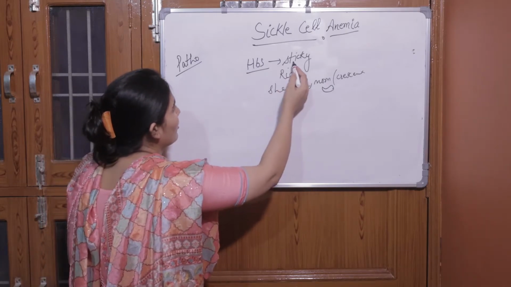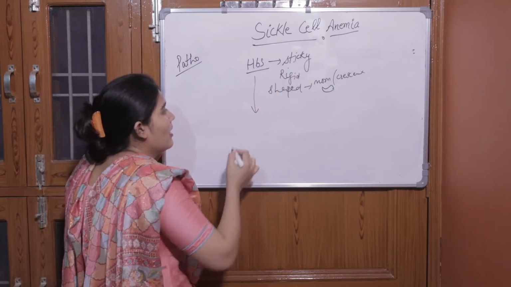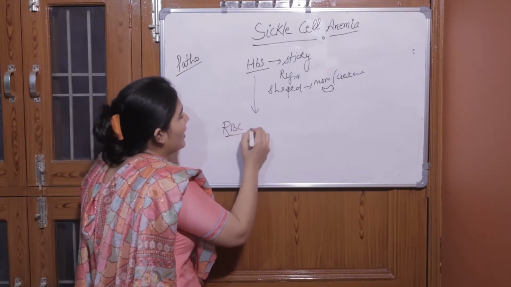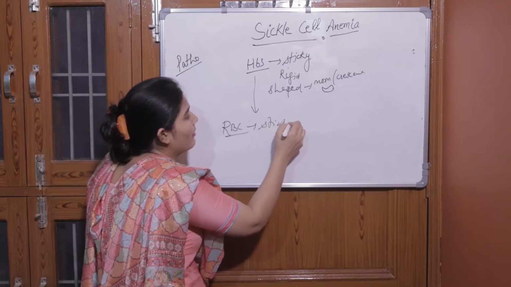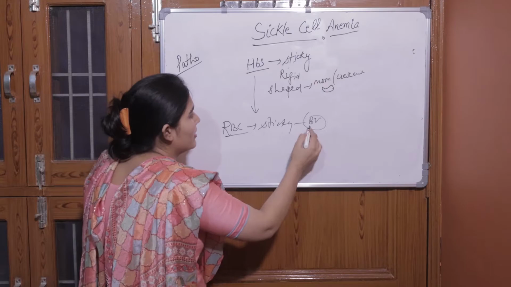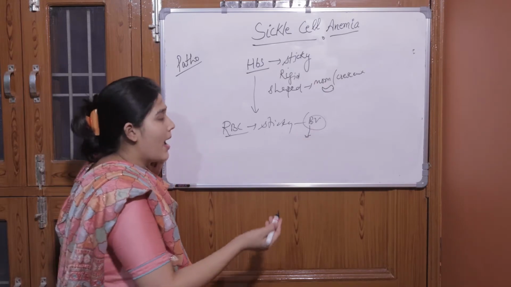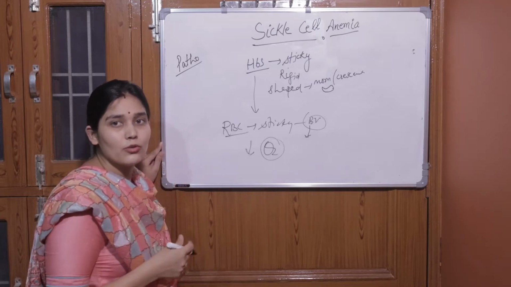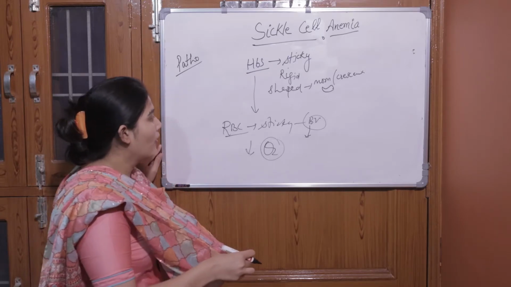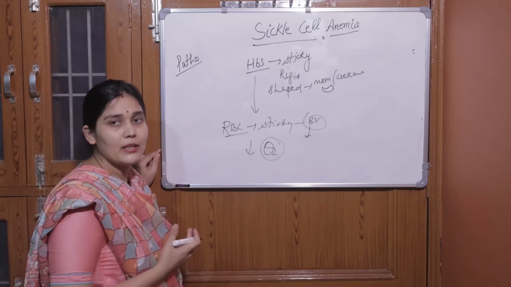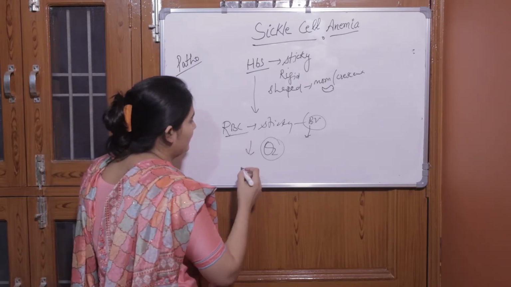Because of the sticky and rigid nature, when the RBCs are moving in the blood, they get stuck in the blood vessel. When they are sticking in the blood vessel, the blood supply is disturbed and it will lead to decreased oxygen to the tissues of the body and the organs. So this is the pathophysiology, how sickle cell anemia spreads.